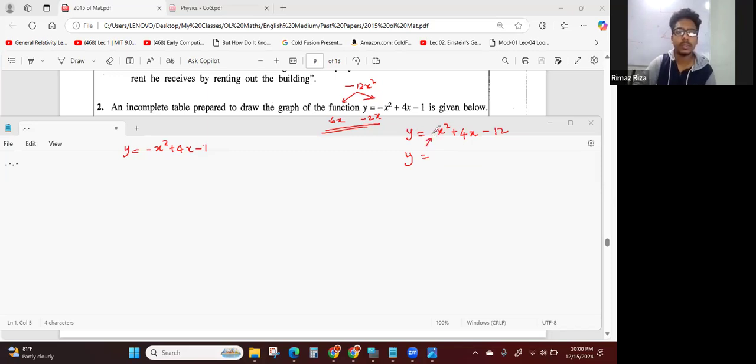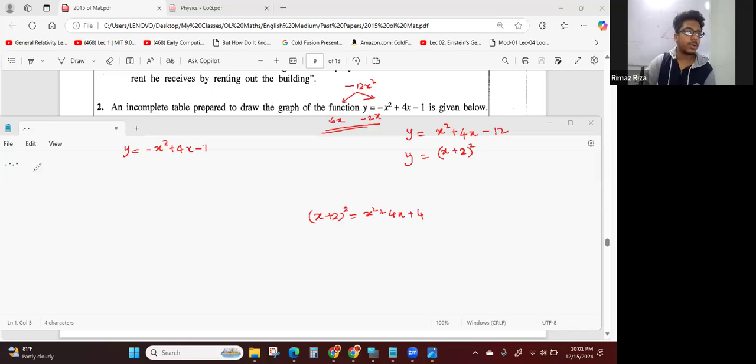Here, nothing means it's actually 1 into x squared, so the coefficient is 1. Then you write x, and if it's plus, you put plus. If it's minus, you put minus. Since it's plus here, you put plus. Then you divide this by 2 and square it. So x plus 2 squared. In binomial expansion, you write x squared plus 4x plus 4.